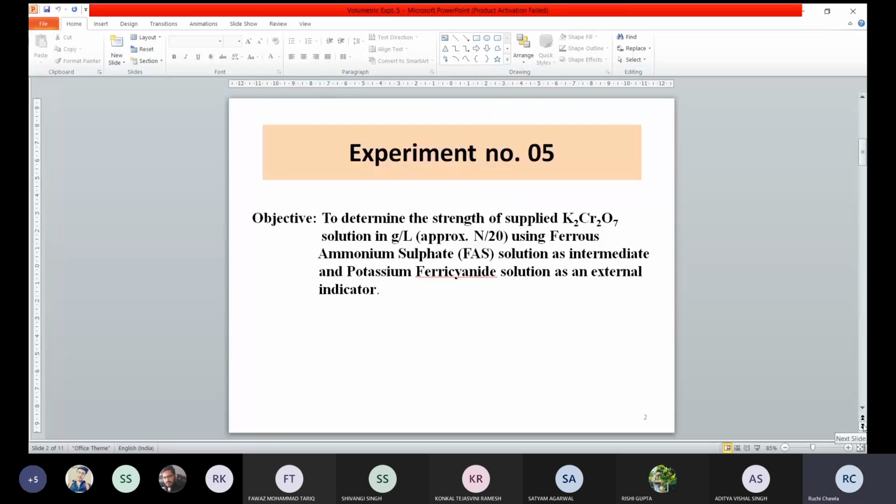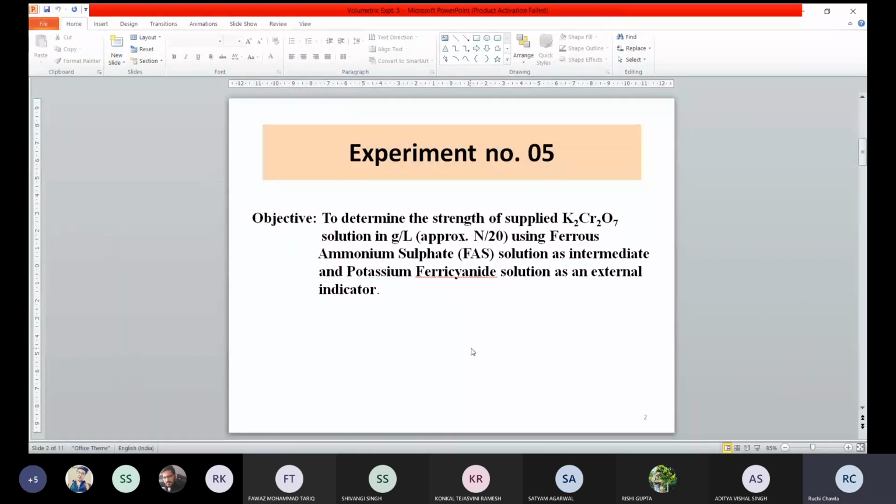And just for your information, today is going to be the last experiment in the volumetric category. We've already discussed 4 experiments based on volumetric chemistry, and today is going to be the last. From next term, we'll be starting with the non-volumetric or engineering experiments.